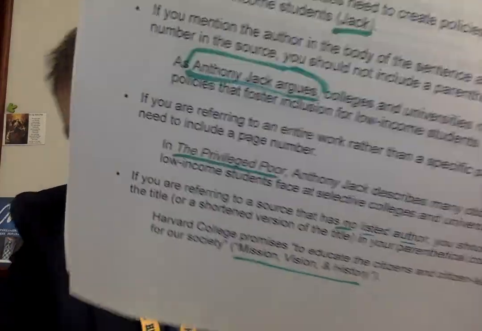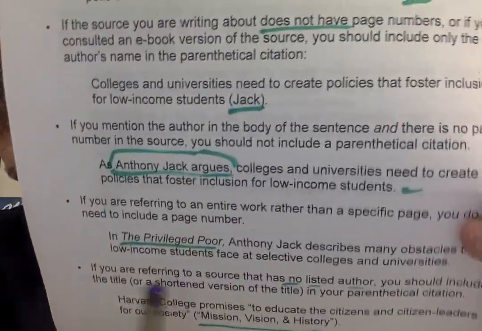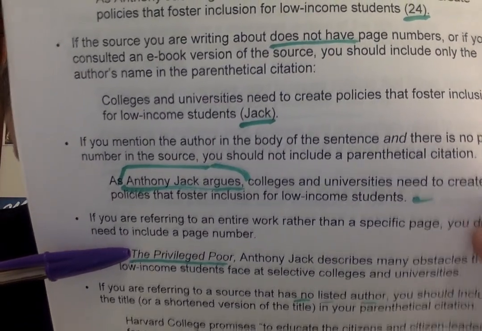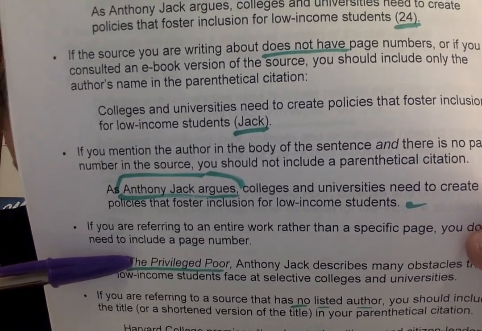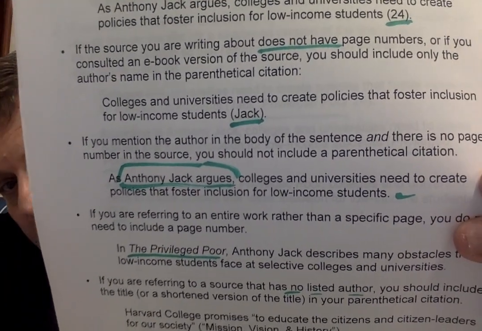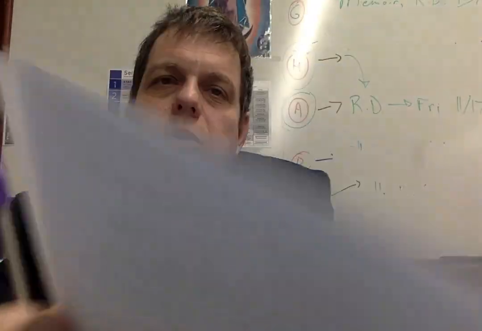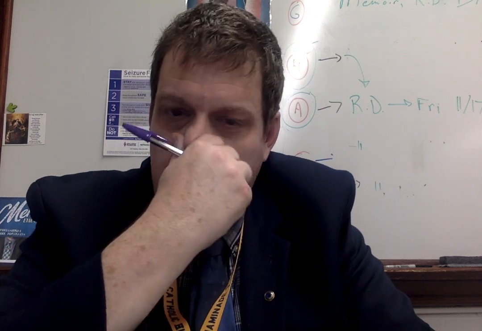Okay? You simply say the name of that book in what's called italics or slanted wording. Okay? In The Privileged Poor, Anthony Jack says, if the privileged poor is just, you're just going to be talking about the general thing that the privileged poor says.